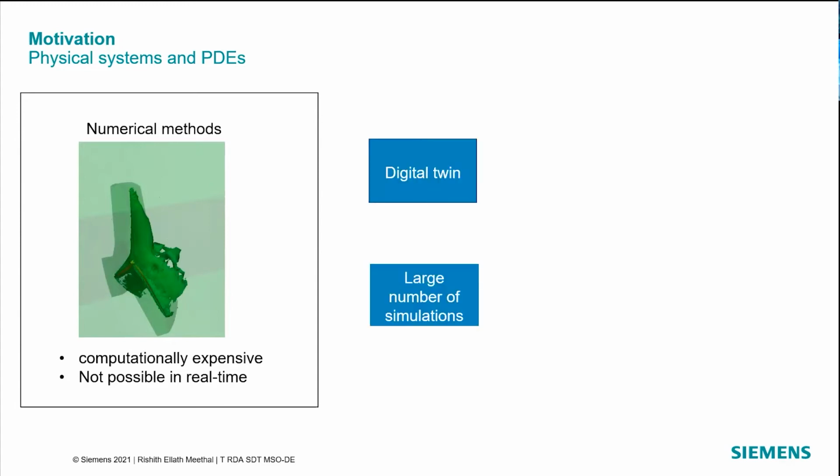But when it comes to applications such as digital twin, where we have a digital representation of a physical machine running, you take some sensor measured values and run some simulation to understand whether the machine is going to fail or not. You need to run simulations in real time. Or if we have some applications where we run large number of simulations, for example, uncertainty quantifications or optimizations, where we change the input parameters and run large number of simulations, we need faster simulation. So in those cases, numerical methods are not an option.